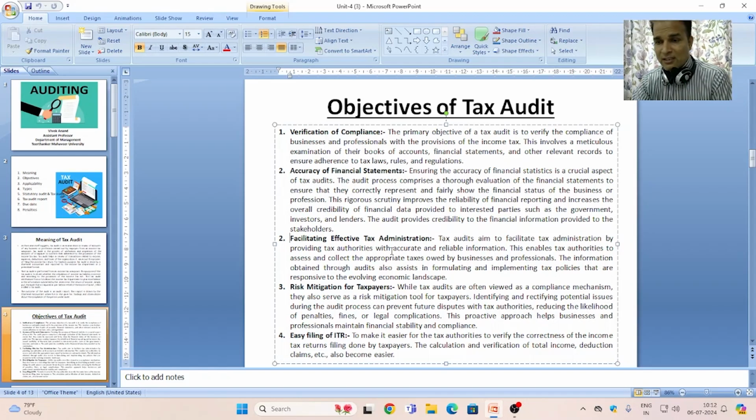Because all these books of accounts of a profession or business or a taxpayer have been audited by a qualified chartered accountant, so there may be less degree of risk.